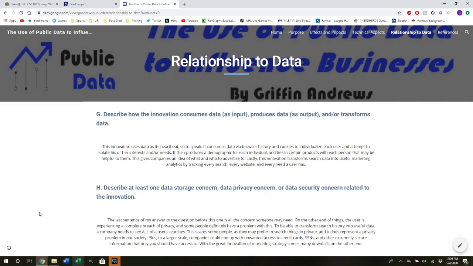because a company could end up coming across data such as your social security number, your bank information, your credit card information, a lot of things that you don't want out there in the public. A lot of extremely secure information which only you should have access to, and that is scary, like I've said. But with a great innovation such as using this data to create marketing campaigns, there are definitely downfalls, as with a lot of other innovations.